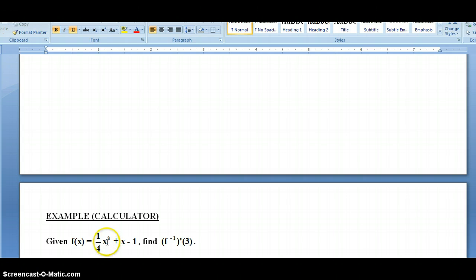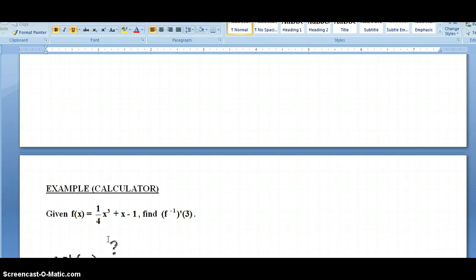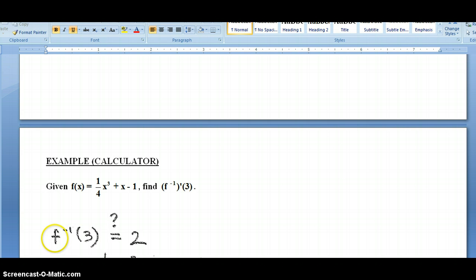Instead, we have to ask ourselves what y value on our function is represented by the x value, because we have to take the inverse. So the question we're really asking ourselves is highlighted right here. f inverse of 3 equals what? Now, I already know the answer is 2, but how did I get that?